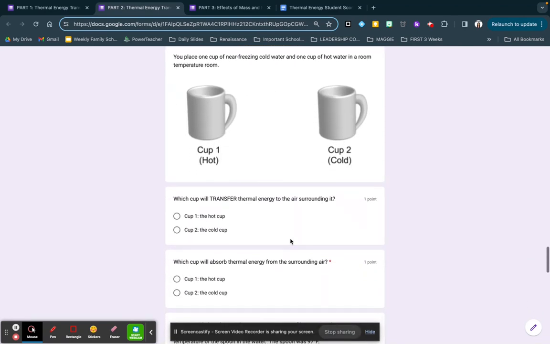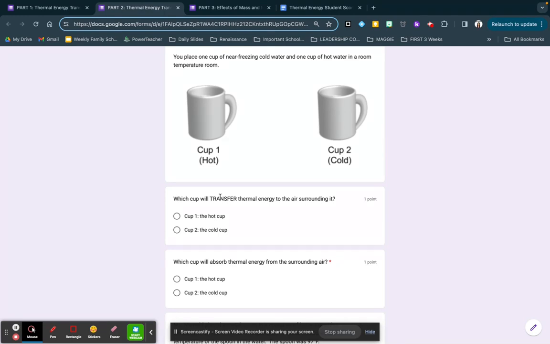All right, here's the scenario, right? You got 2 cups of coffee. One is hot, one is cold. You place 1 cup of near freezing cold water and 1 cup of hot water in a room temperature room. Okay. So it's just like we put it here in the classroom. Which cup will transfer thermal energy to the air surrounding it?